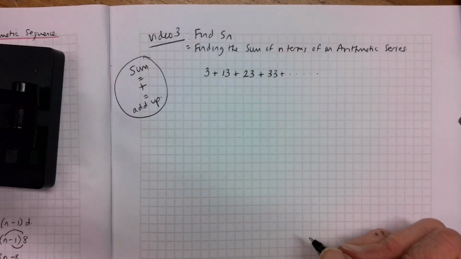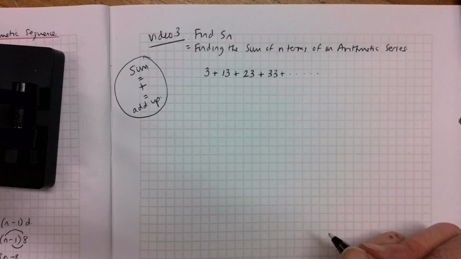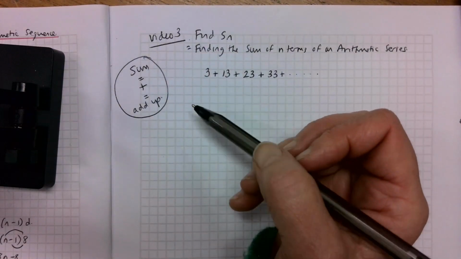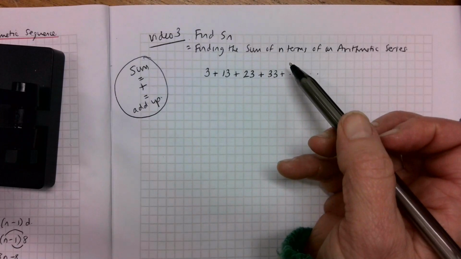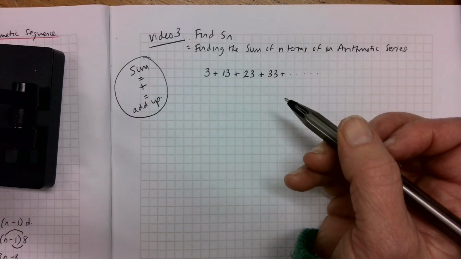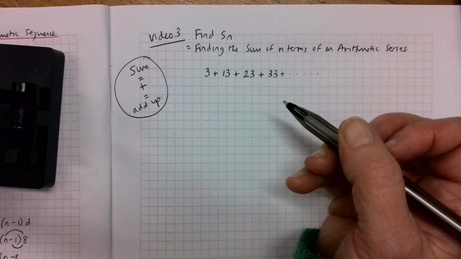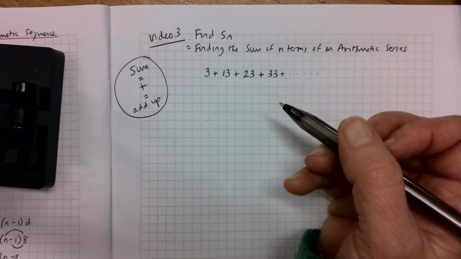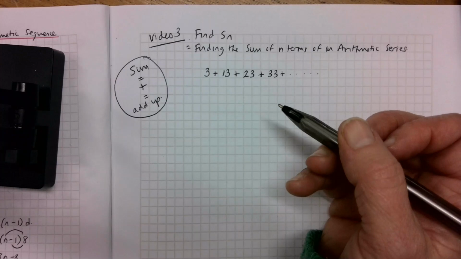Okay, so this is video 3 in our series of videos for Leaving Cert Maths about an arithmetic sequence, and now we're moving on to an arithmetic series. In the first 2 videos we looked at finding Tn and using Tn and what A and D were, so I'm assuming you've watched those already and you know what I mean by A and D.